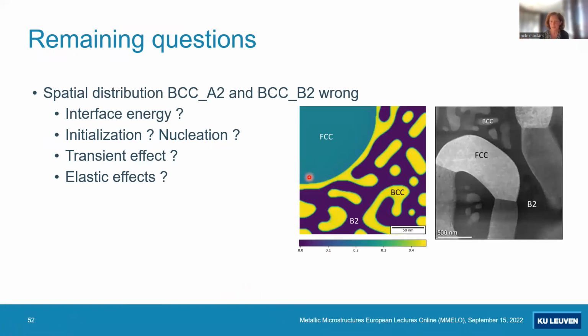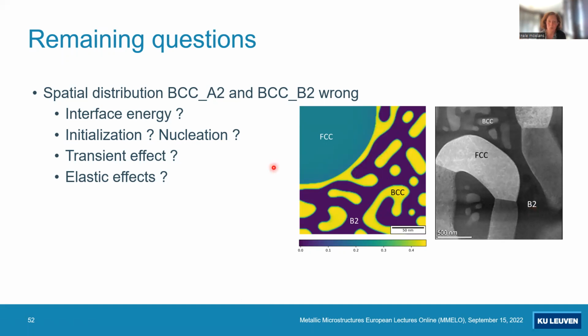But if we look very carefully at these microstructures, at first you would say, well, we have a nice correspondence with the experiments, but if you look closely, you see that there is an essential difference. In the simulations, we see that the FCC phase is surrounded by the disordered BCC phase, whereas in the experiments, the FCC phase is surrounded by the ordered B2 phase. And actually, we still don't know why this is.